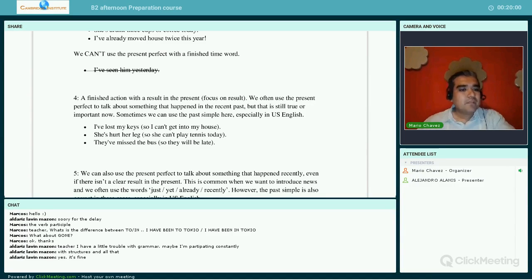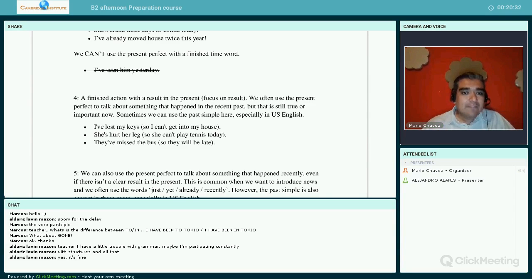All right. So let's go on with number 4. This is important because sometimes we know how to use the structure. I mean, I have been to Mexico twice this year, or I have been to Chilpancingo twice this month, right? Sometimes we know how to put the words together, but sometimes we don't know when to use the structures, and that's why this part of the use is very important.